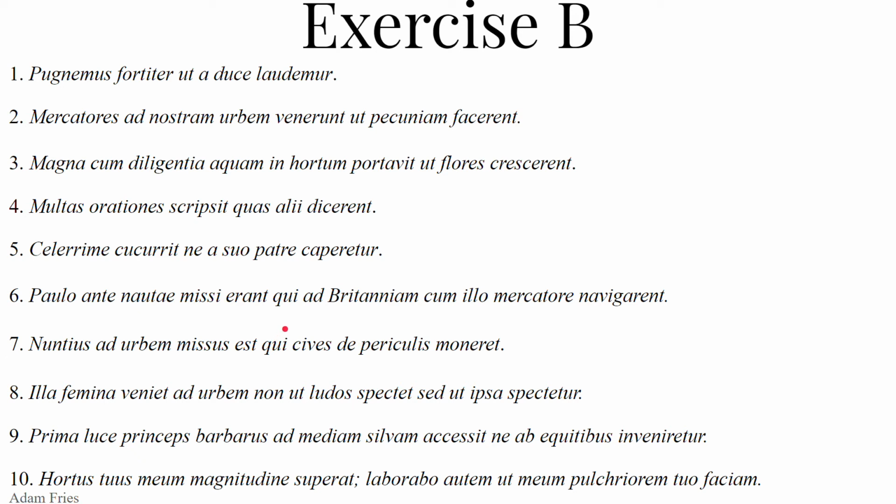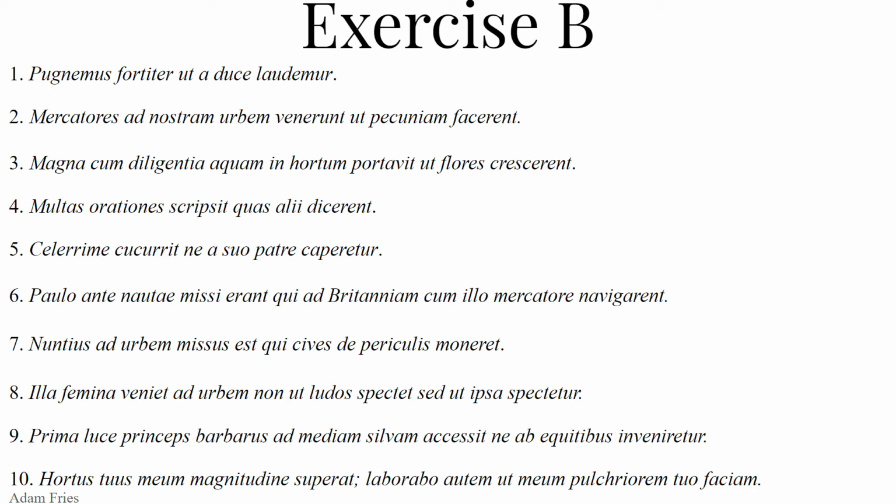Number 8. Illa femina veniet ad orbem non ut ludos spectet, sed ut ipsa spectetur. So illa femina veniet. Illa, not just this woman, not just the woman, but that woman over there. You can see her, she's over there, far yonder. Illa, from ille, illa, illud. We really don't need the noun femina here, woman, because that information is found in the ending illa, but hey, we'll go with it. So that woman over there, yonder woman, veniet.